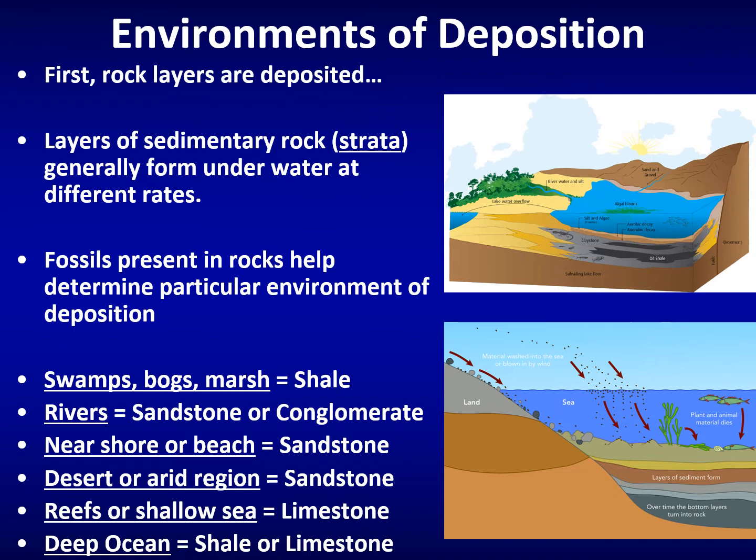Rivers would be more of a sandstone or conglomerate, where you have the pebbles that you would find in the bottom of a river, and sort of river sediment. When it solidifies into rock, that's what you would find. Near shore or beach sediment would give us one type of sandstone. Desert or arid regions would give us a different type of sandstone. Reefs and shallow seas would give us limestone. And deep ocean would give us shales and limestones as well. All these are different kinds and types, but the key here is that each type will inform us on what type of environment we're looking at.